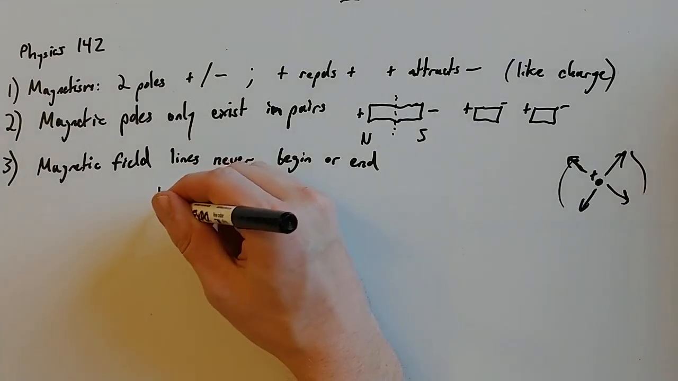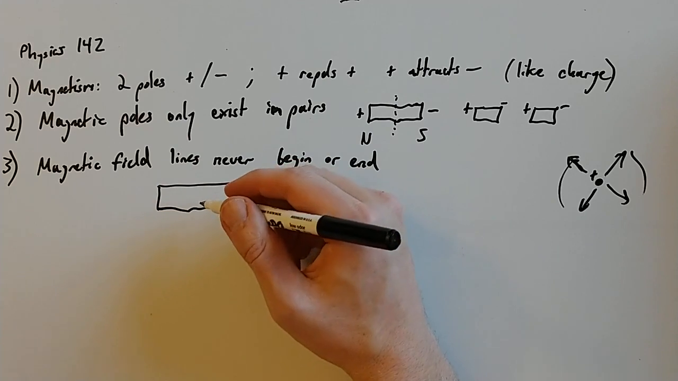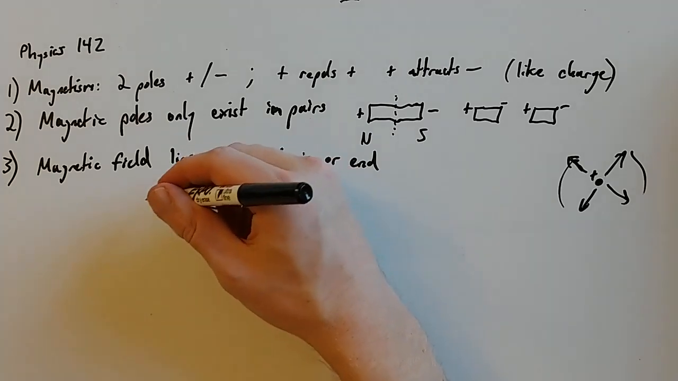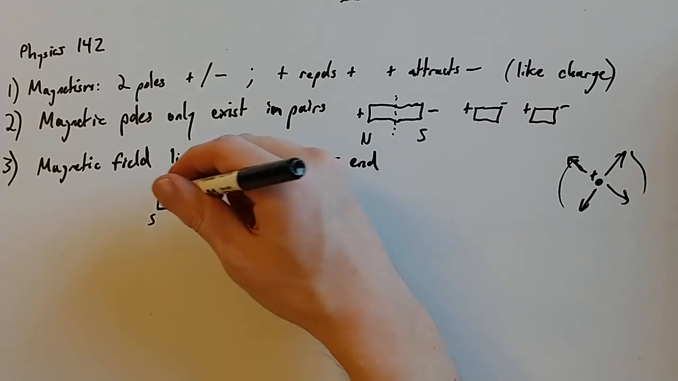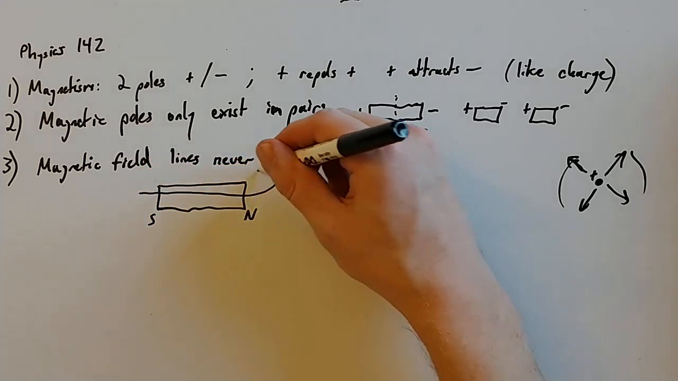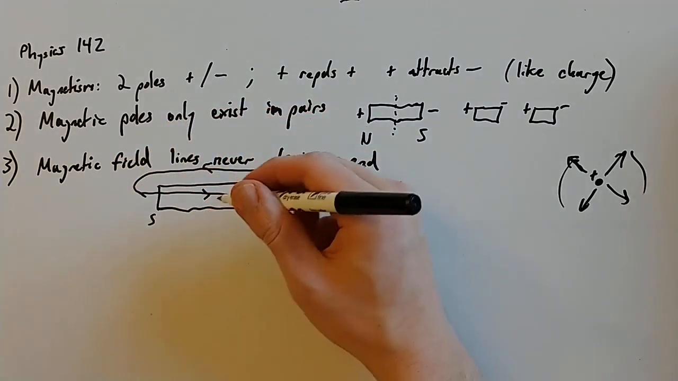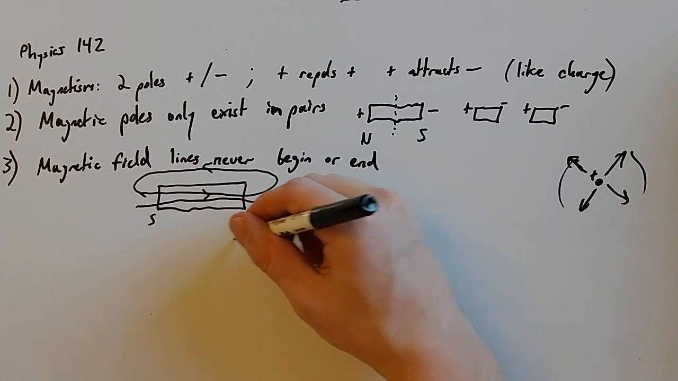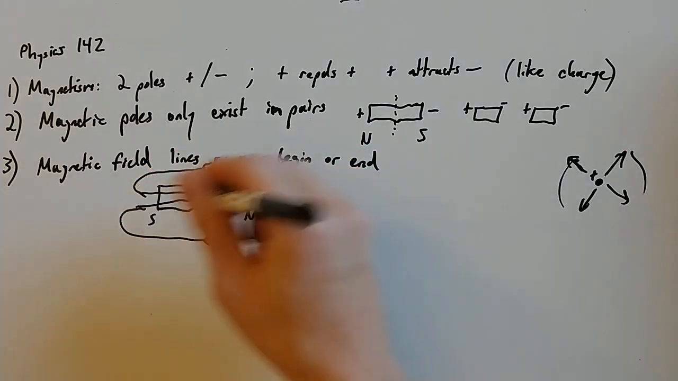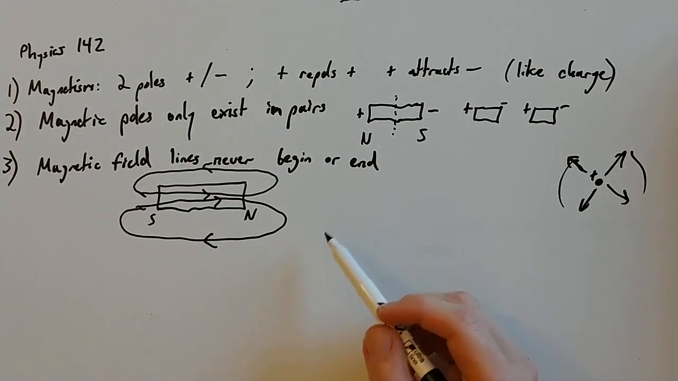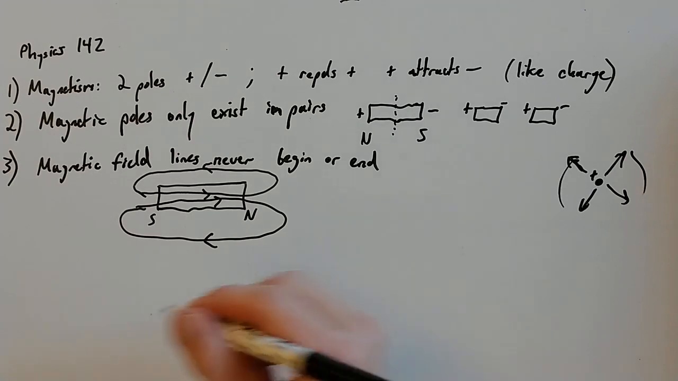So if I wanted to draw some magnetic field lines in a magnet here, if I had a magnet and I have my south pole and my north pole here, what you get is that magnetic field lines end up being these loops. They loop through the magnet, so they always will reconnect back to themselves. All magnetic field lines always will loop through the magnet, so they never begin or end. They're always these loops.